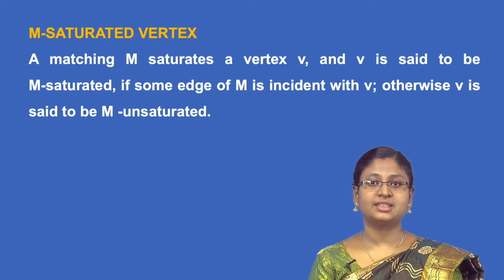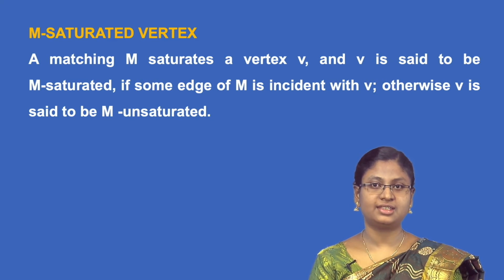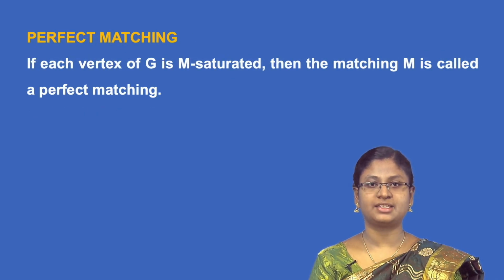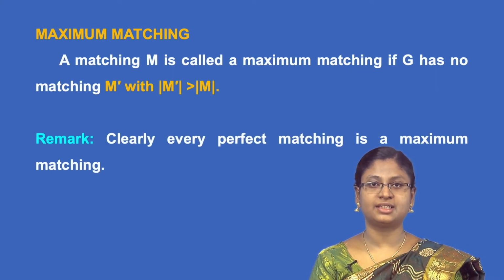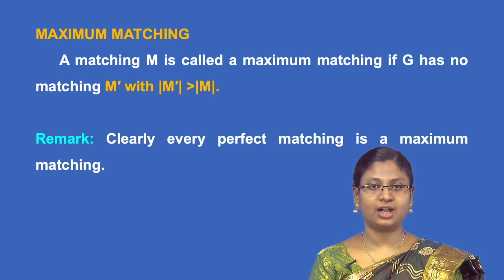Now, let us recall some definitions and examples from the last module. A matching M saturates a vertex V and V is said to be M saturated if some edge of M is incident with V, otherwise V is said to be M unsaturated. Let us recall the definition of perfect matching now. If each vertex of G is M saturated, then the matching M is said to be perfect matching. The definition of a maximum matching is as follows. A matching M is called a maximum matching if G has no matching M dash with cardinality of M dash greater than cardinality of M.